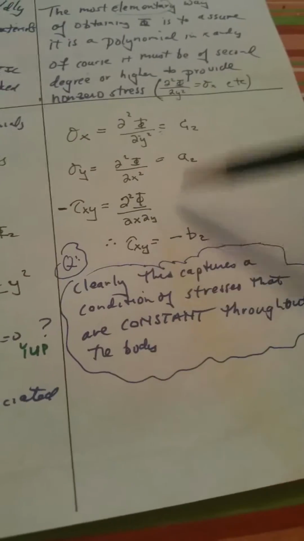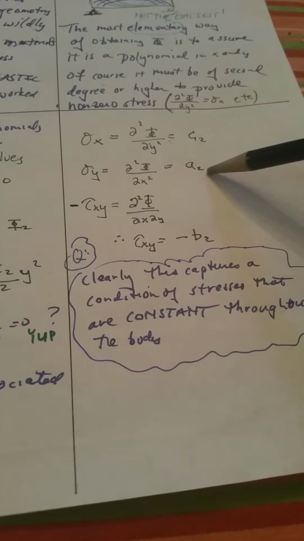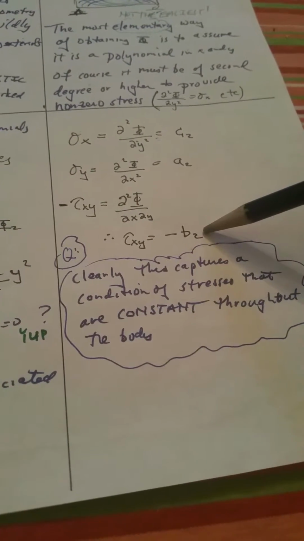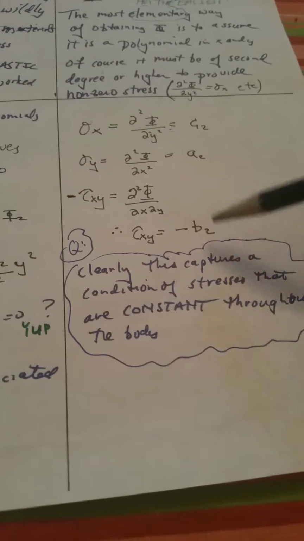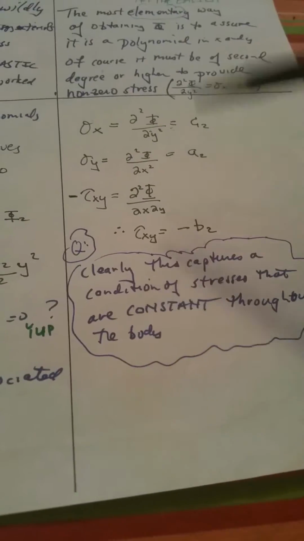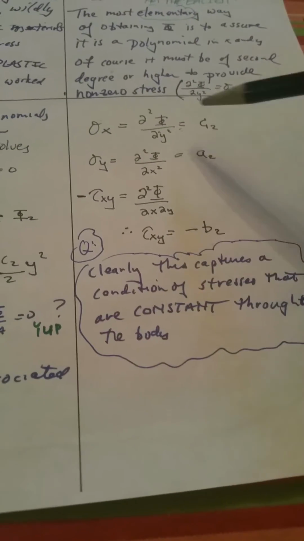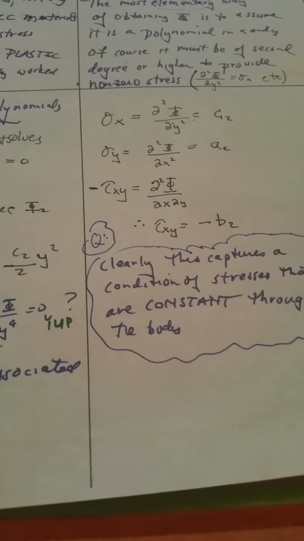So clearly what we have here is constant stress. So we have a constant stress in the x direction, a constant stress in the y direction, and yet a third constant stress for shear. And it's constant throughout that body. The next question is, what kind of loading can you imagine would induce such stresses?